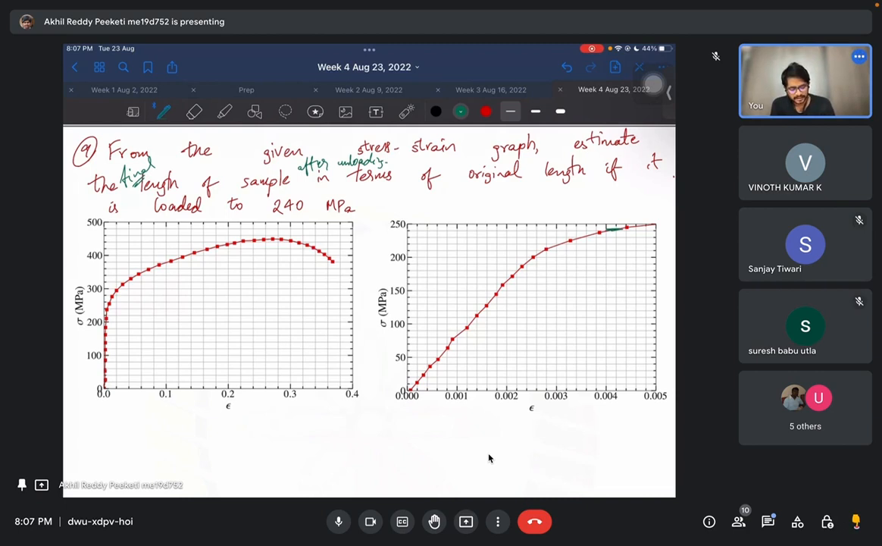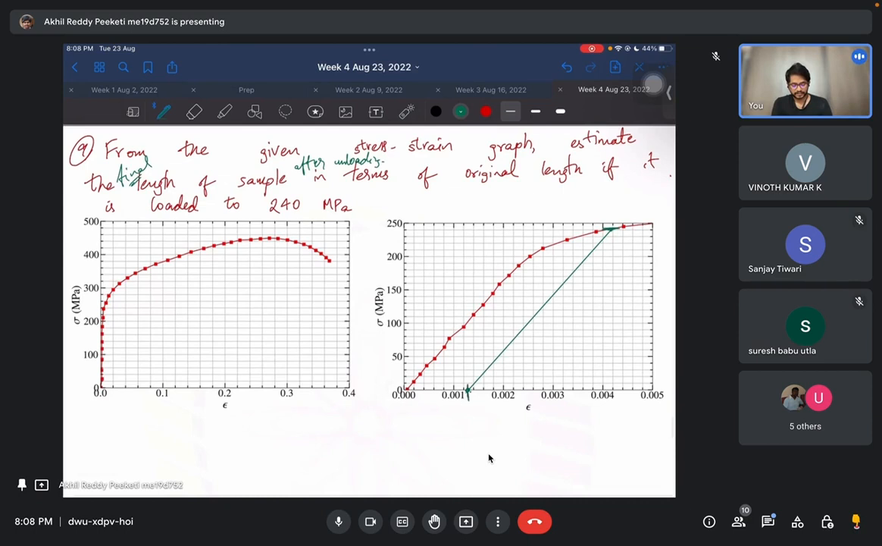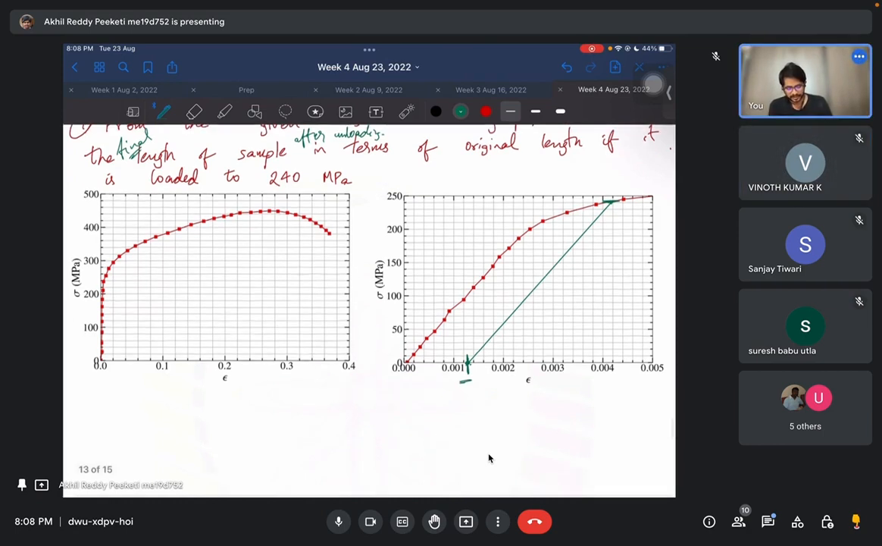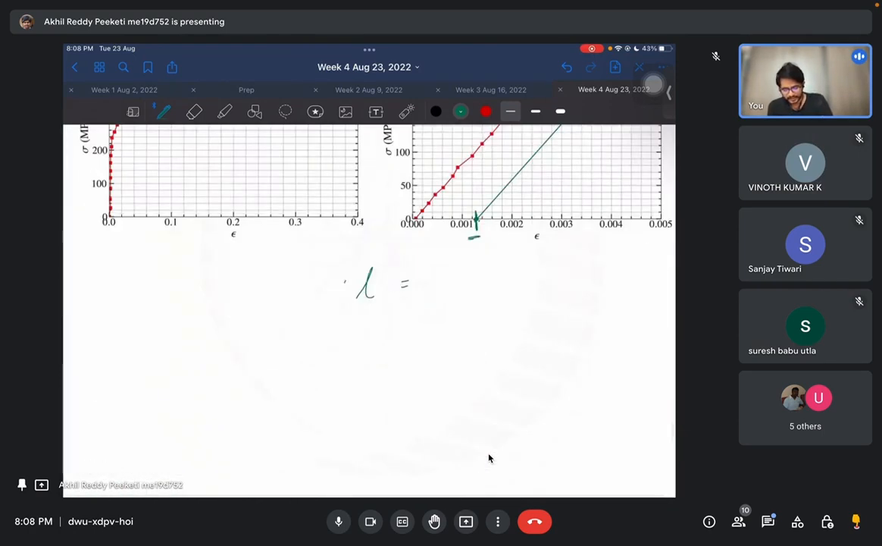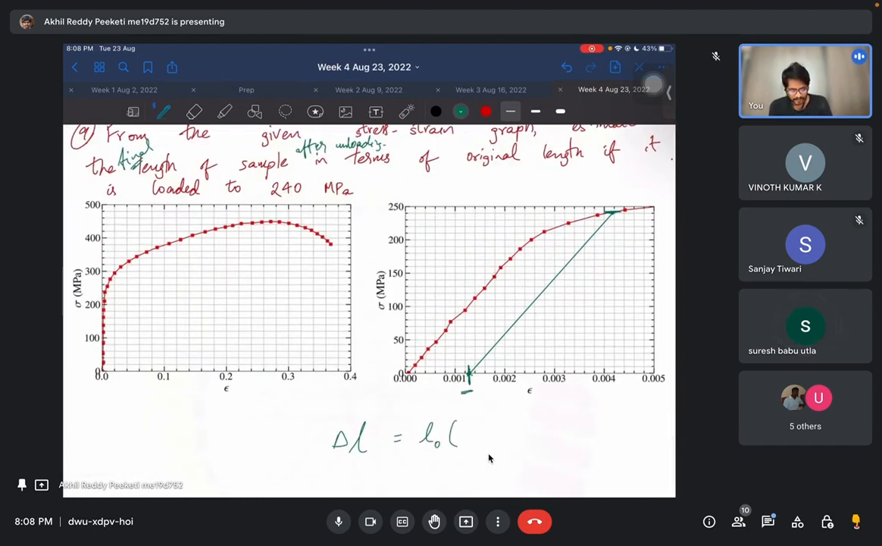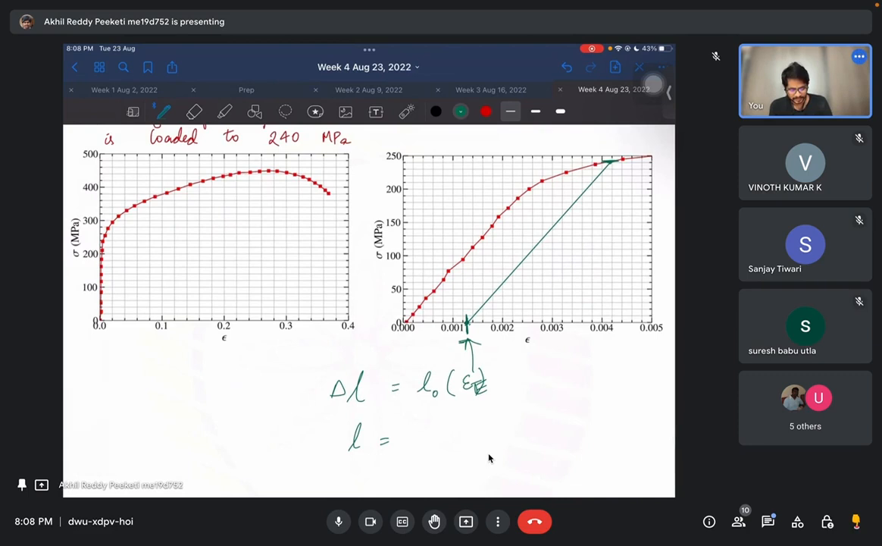The way you get it is, you draw a line parallel to the elastic region. Wherever that intersects, that would be the final plastic strain in the material. This strain you are not able to get back; this is the permanent deformation that happened in the material. If you know that strain, you can get the change in length as L naught into epsilon. The final length is L naught plus delta L, so L naught into (1 plus epsilon engineering) at this corresponding point.